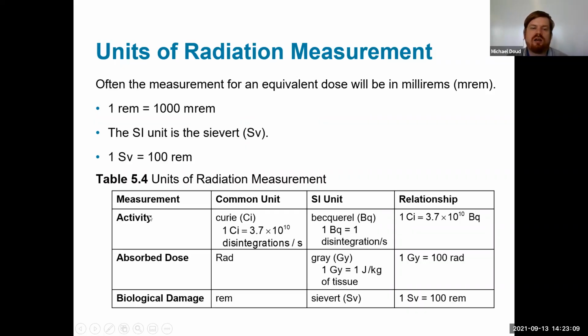So different types of radiation have different measurement units. The activity can be measured by the curie or the becquerel. The absorbed dose is either the rad or the gray, and then the biological damage is the rem or the sievert.